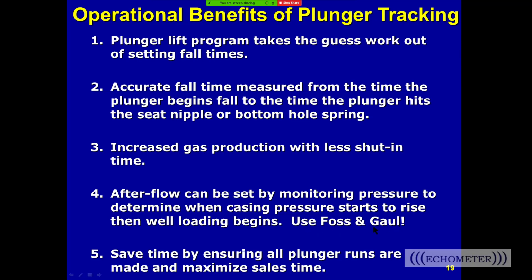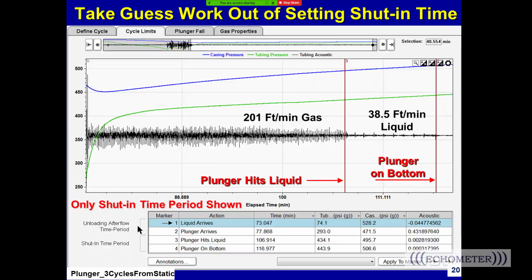We won't talk about Fossgil in this presentation, but we will talk about that in a future presentation. You can use the Fossgil model to set the shut-in time to bring the plunger up at a certain rise velocity, and that's available in an Excel spreadsheet. If you're interested in that, you can email us and we'll send that spreadsheet to you. Plus, you'll save some time by making sure your plunger runs are made, and you'll maximize your sales.